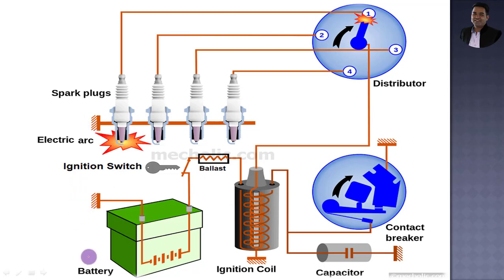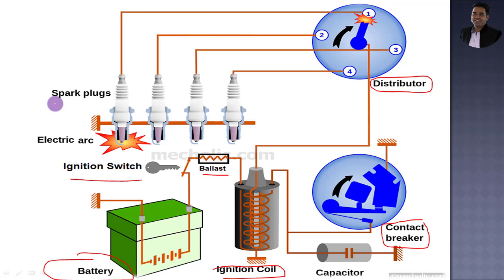In the components you can observe the battery, then we have an ignition switch, ballast resistor, ignition coil, then we have a contact breaker, we have a distributor, and at last we have spark plugs which are connected with each cylinder. In this video, I am going to discuss the constructional details of each and every component. So let's check it out.